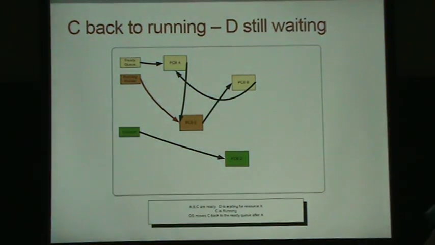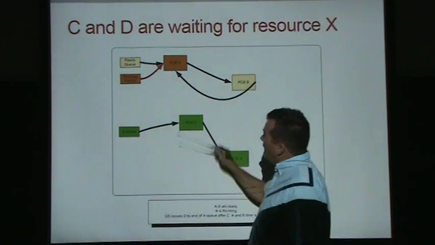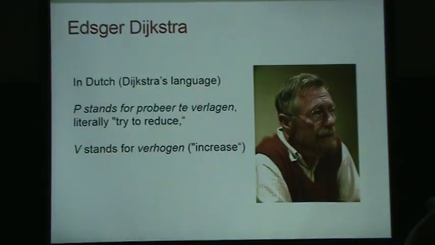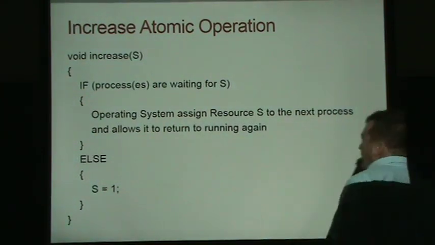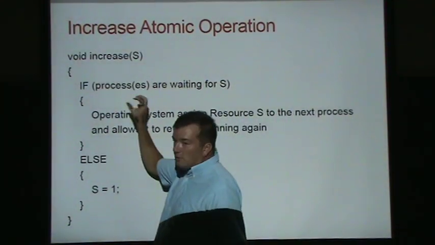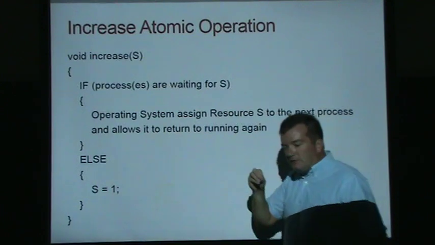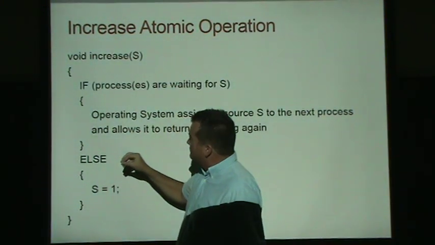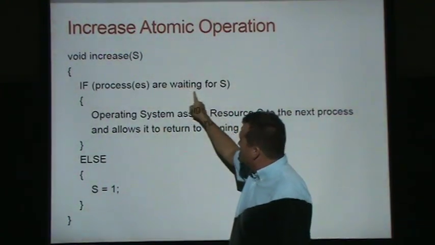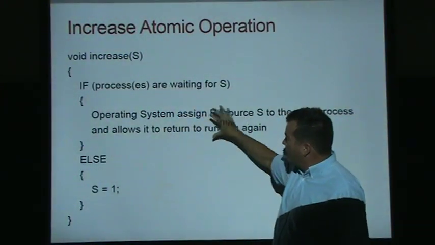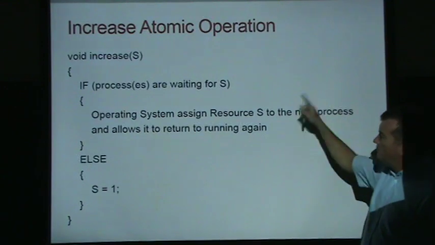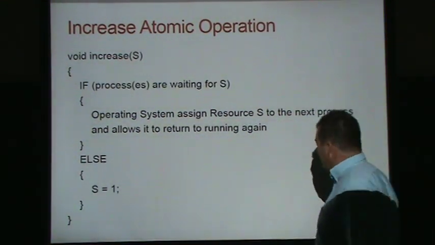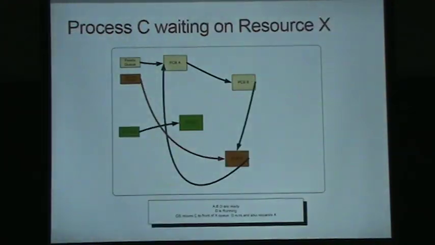So at this point, let's see, we were here before. A issues the V command. So let me go way back now. A issues this command. So it goes with respect to resource X. A says, if there are any processes waiting for the resource, the operating system should assign the resource to that process and allow it to return to running again. So what does that mean?